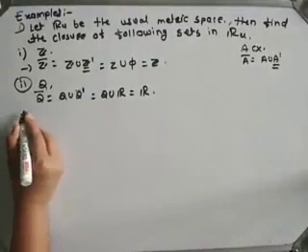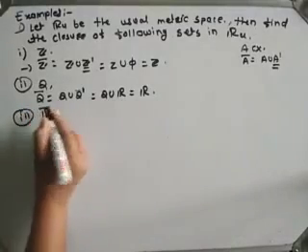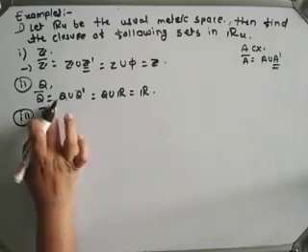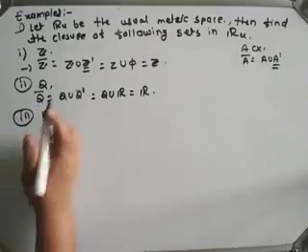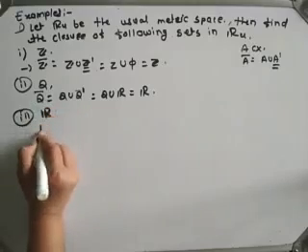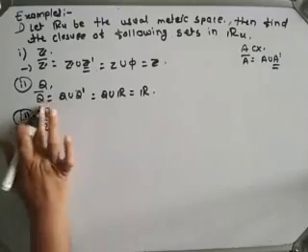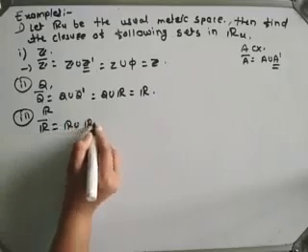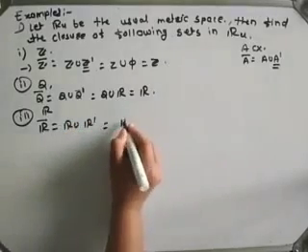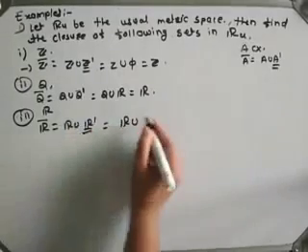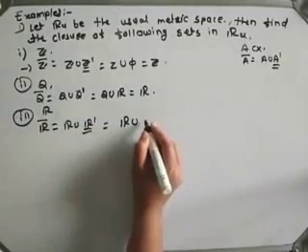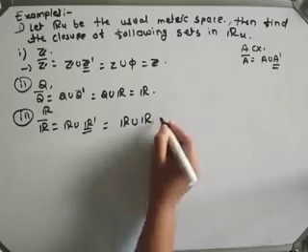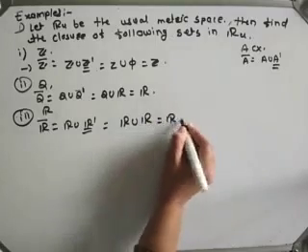Third example is R closure. R closure is equal to R union R dash. We know that the limit points of R is R. R union R is R.